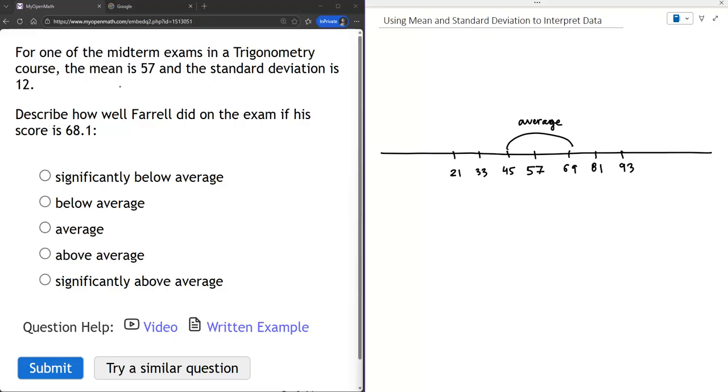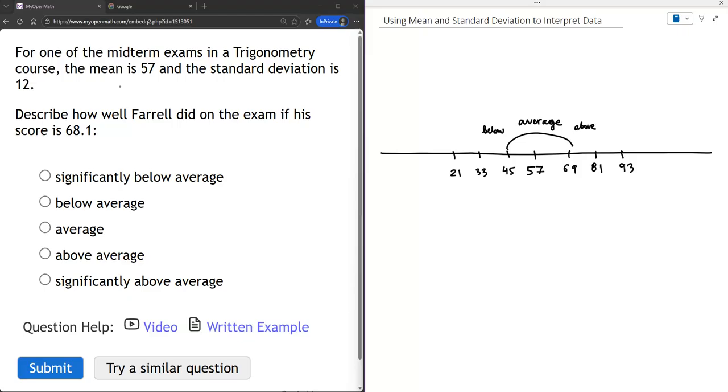So it's not a score of 57 that now corresponds to the average value, but this whole spectrum of values between 45 and 69. Things above average will be classified as above average. So if you are within 2 standard deviations, or rather between 1 and 2 standard deviations above, then you are above average.